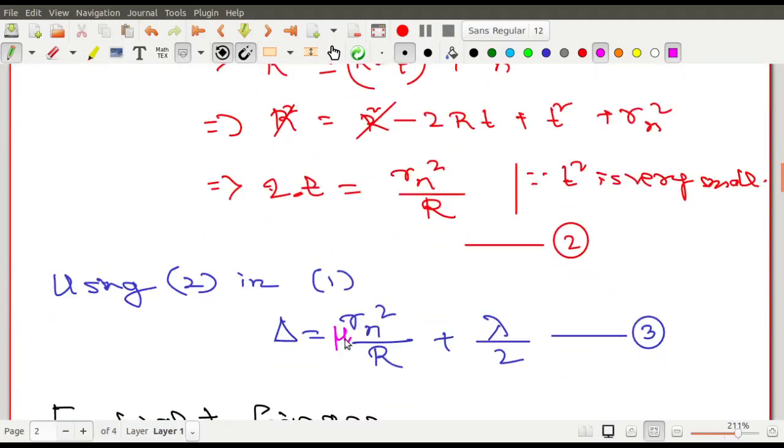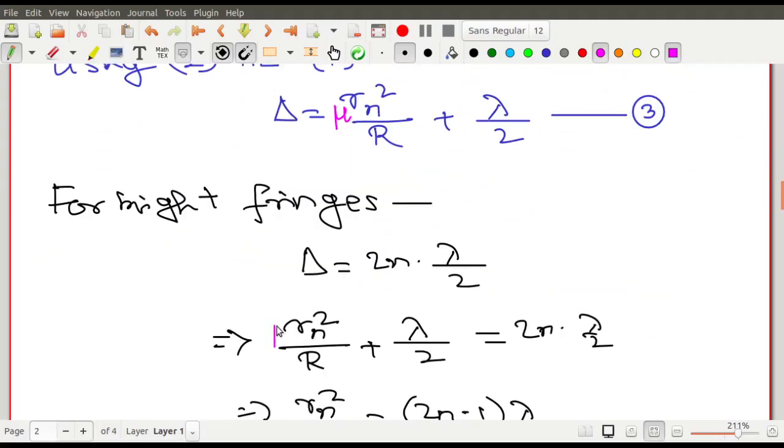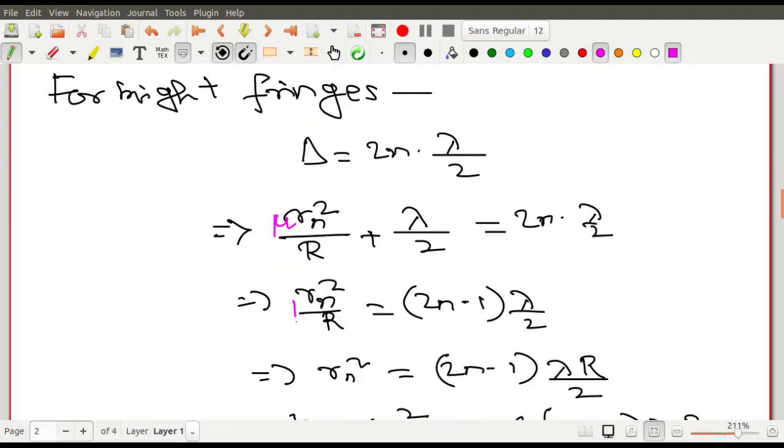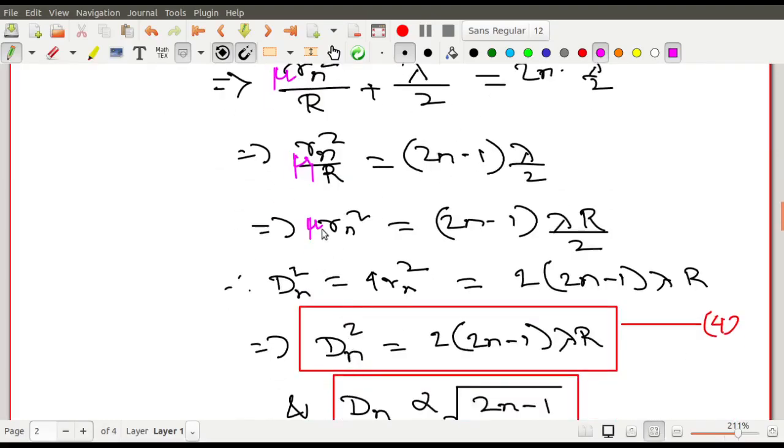So 2t is replaced but the mu is present, so there will be a mu rn square. So wherever there is a rn square, it will be a mu rn square. If you write over here all mu rn square, everywhere there is a mu rn square, then what will happen? So this rn square value actually comes out to be mu over here.